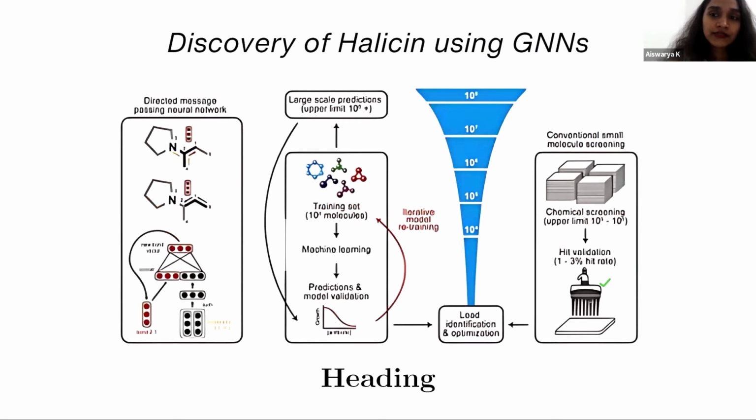Halicin works by killing bacteria that were resistant to almost all classes of antibiotics. And this was the moment when we discovered that AI, and especially GNNs and graphs, can be used to discover medicines and solve problems like antibiotic resistance, which humans never thought of.